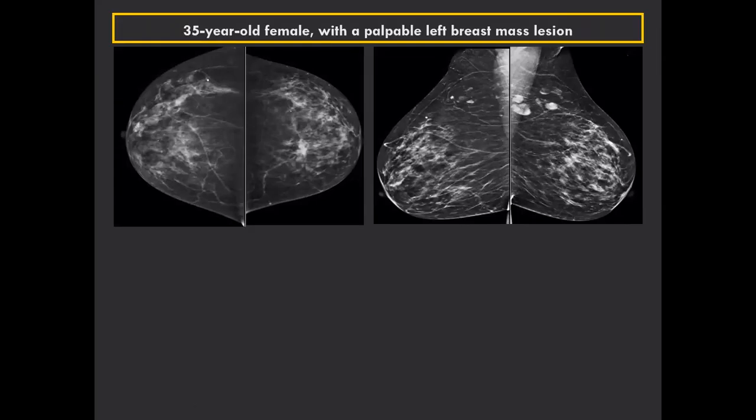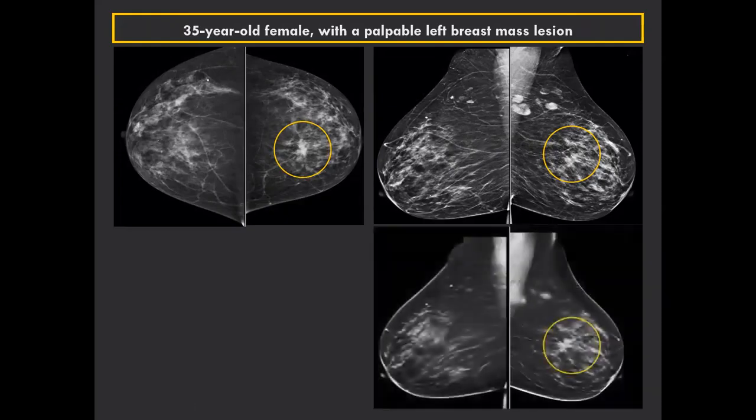This is an example of a case where we did 3D digital tomosynthesis, yet we still needed to do a contrast mammography. This 35-year-old female had a palpable left breast mass lesion. Corresponding to this palpable mass lesion, we can see a spiculated mass lesion. It is evidently seen, maybe more on the CC view than on the mediolateral oblique view.